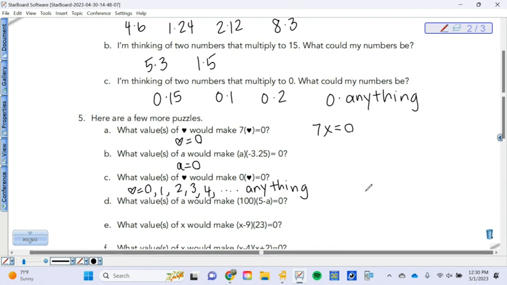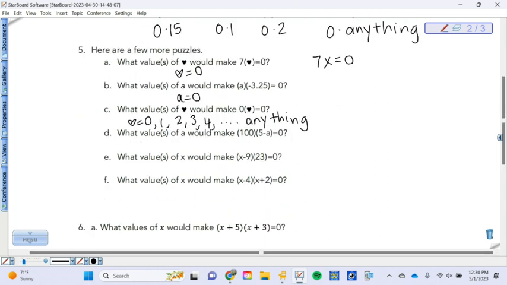What about in part D? What does A have to be for this to equal 0? 0? Let's try it. So if I have 100 times 5 minus 0, does that equal 100? Or does that equal 0? No, because what's 5 minus 0? 5. So this would be like 100 times 5, right? So what does A have to be? Yeah, why does it have to be 5? 5 minus 5 is 0. That's it, right?